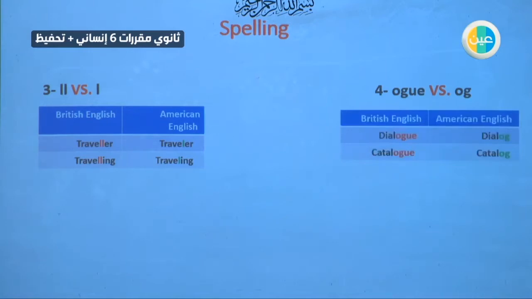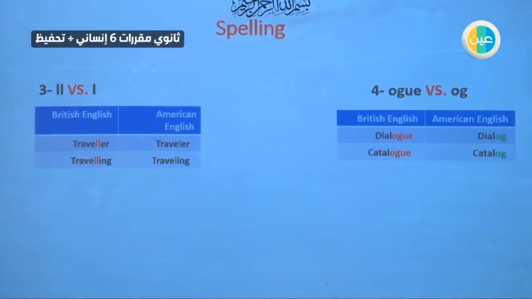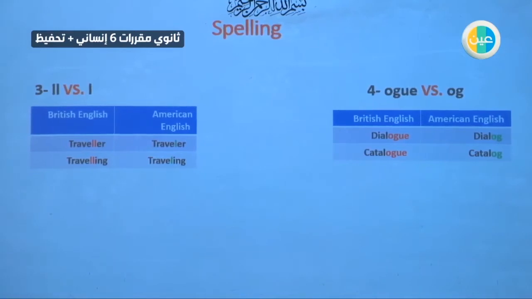Some words end with G, like dialogue, catalogue, monologue, okay? So, in British English, they prefer to write U-E after the G. For American, it's just O-G. Look at dialogue, O-G-U-E. Catalogue, O-G-U-E. For the American, it is just O and G. Some of you maybe will find that the American is easier, others British. It's something related to your opinion.